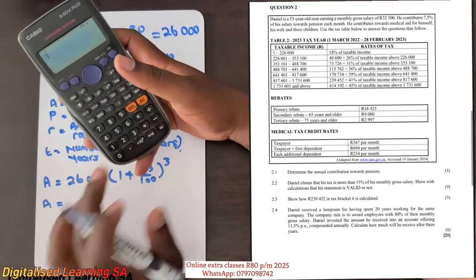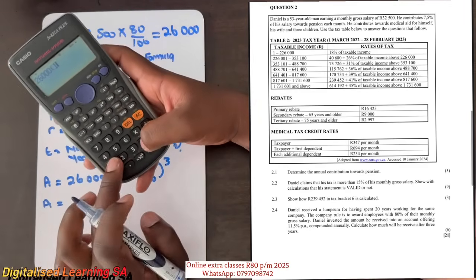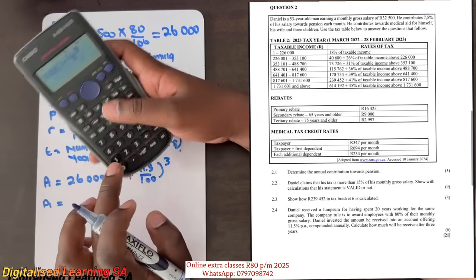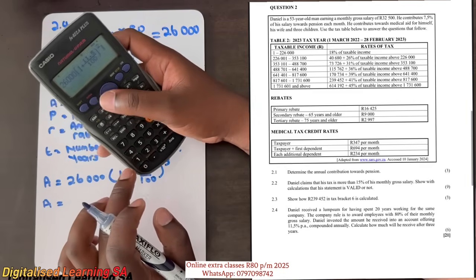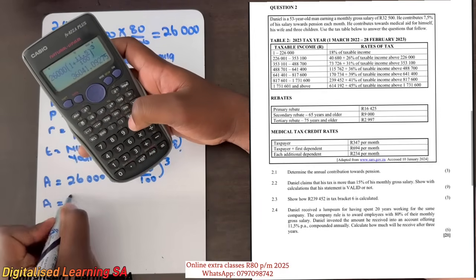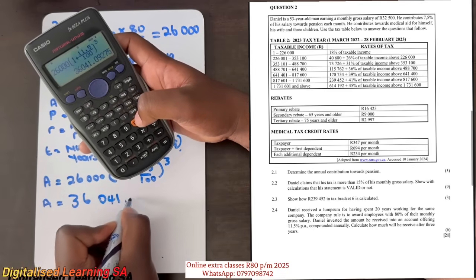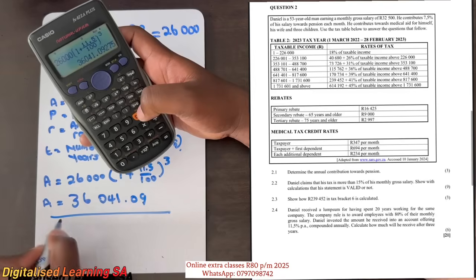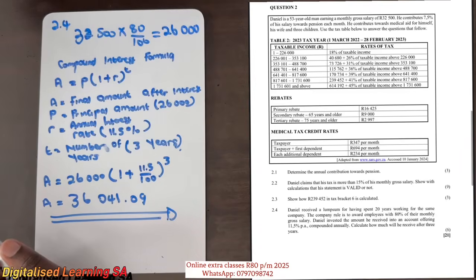So we are going to say 26,000, open bracket, 1 plus 11.5 divided by 100, close bracket, to the power 3. Okay, and our answer will be 36,041.09. So this is how much you will receive after 3 years plus interest. So now we are done with question 2, and we will be moving to question 3.